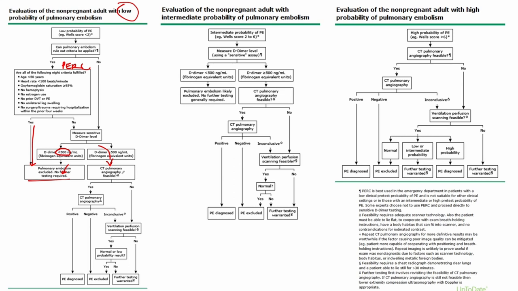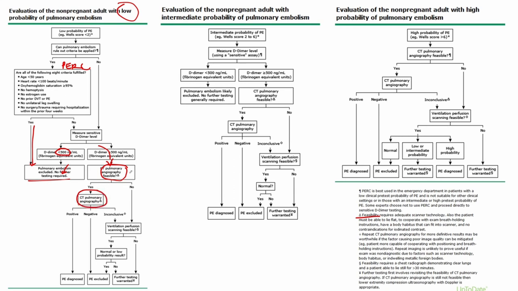Can we get the CTA is the next question. And as you can see here, is it feasible? Feasibility is over here. The patient has to be able to lie flat. They have to be able to cooperate with breath holding instructions, and they have to actually fit into the scanner. Most CTs are closed, circular cylinders, so you have to be thin enough to do that. You also have to be able to have contrast administered. So if you have kidney disease or have a BUN and creatinine that's too high, most times you cannot have the CT. But that's certainly the next step right here, CTA.